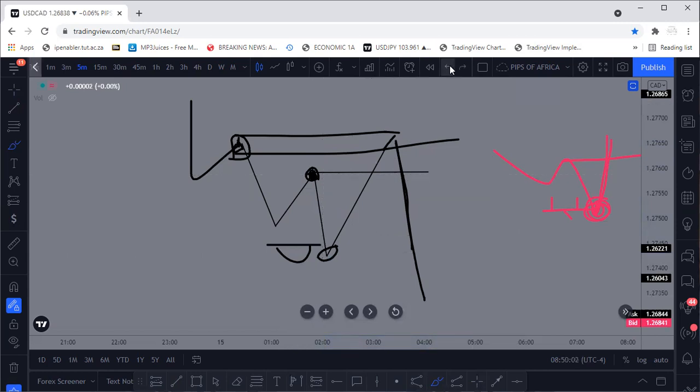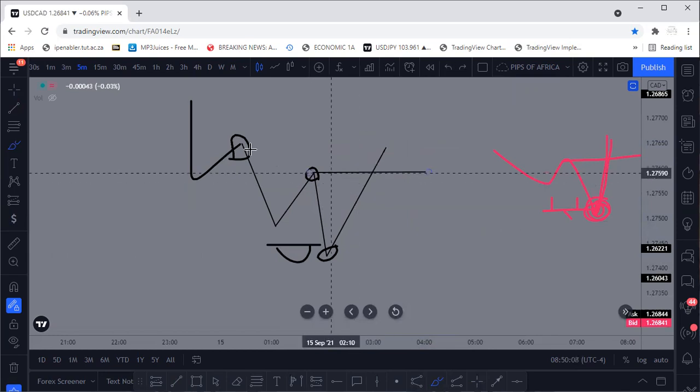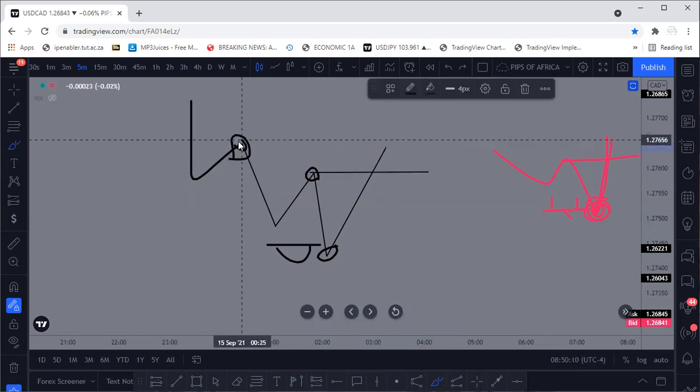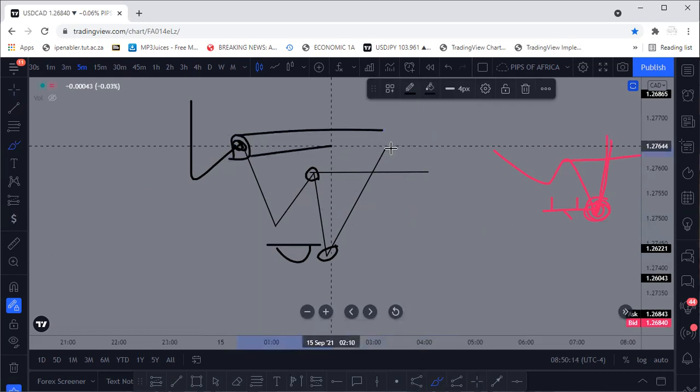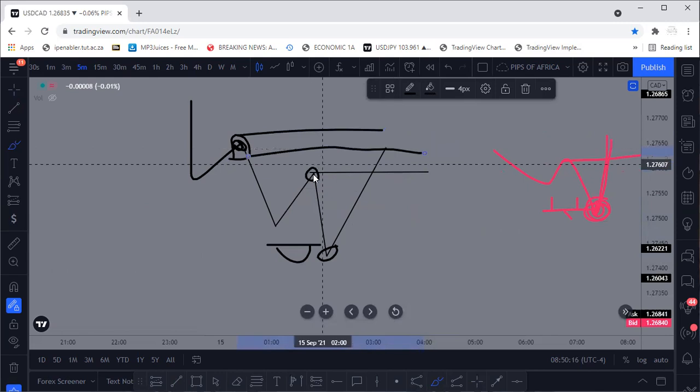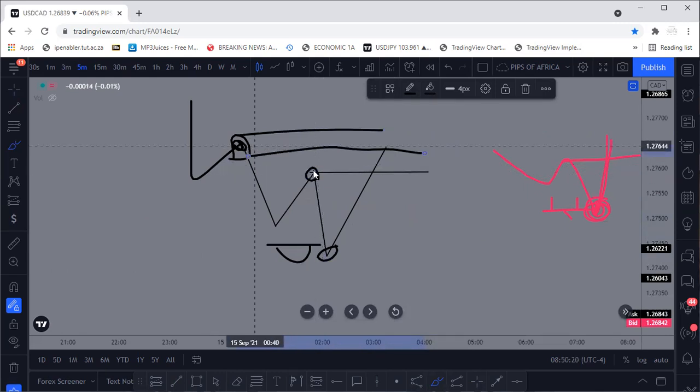Let me try to make this thing clean. Right? There's an order block here on this high. Order block here on this high. There's nothing above this high, right? There's this order block above this high here.